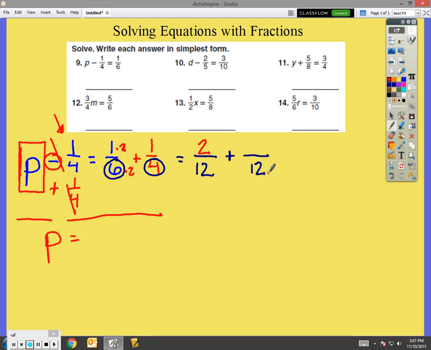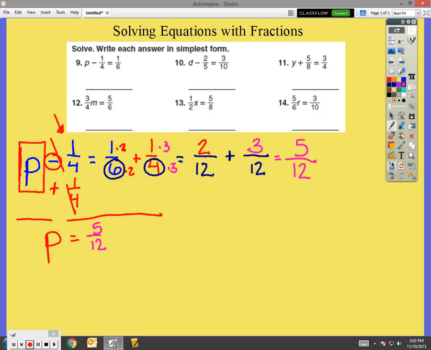What did I multiply 4 by to get 12? Well, I multiplied it by 3. So times this by 3. 1 times 3 is 3. I add these two together. I add numerators. 2 plus 3 is 5. The denominators are the same, which is what I want, so it becomes 5/12. So p would equal 5/12. I think we're okay with those.